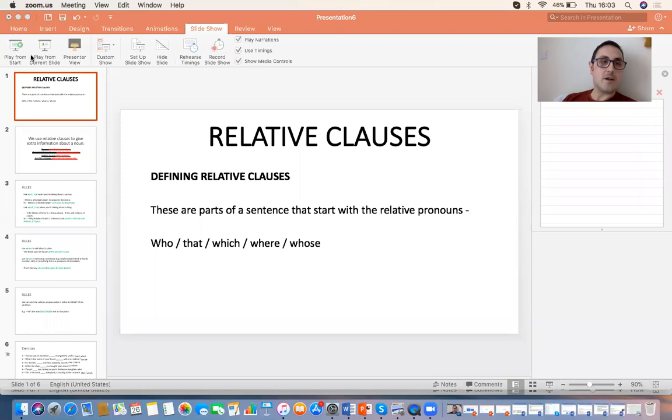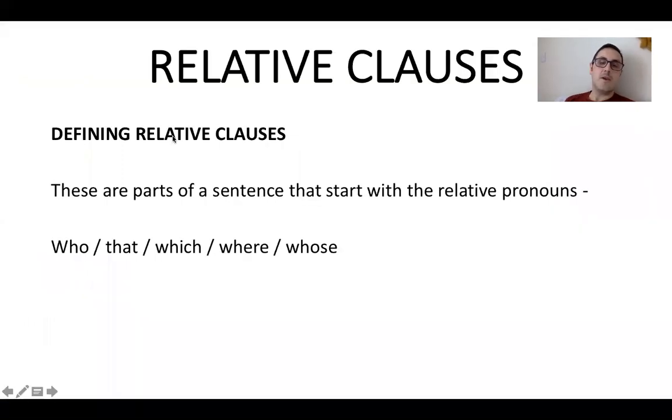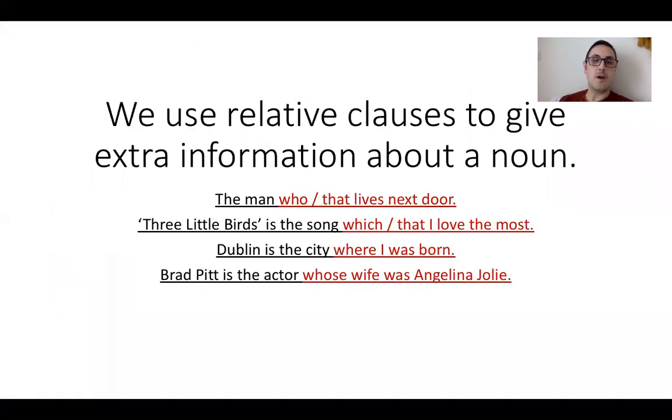And relative clauses are these. You have defining relative clauses. These are parts of a sentence that start with the relative pronouns who, that, which, where, and whose. Now, that's what they are, but how do we use them in context and what do we need to understand in order to be able to use them? Okay, so we use relative clauses to give extra information about a noun.